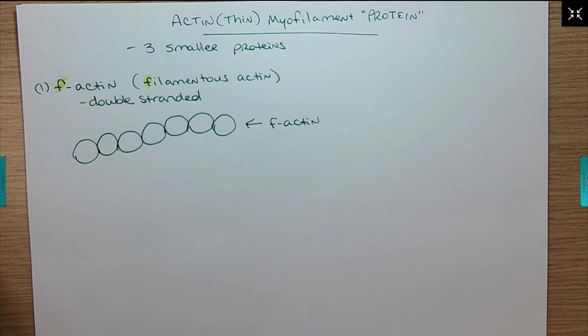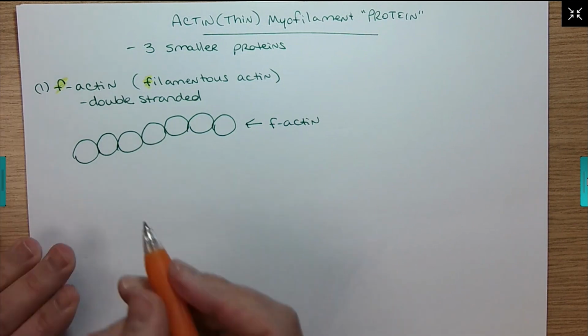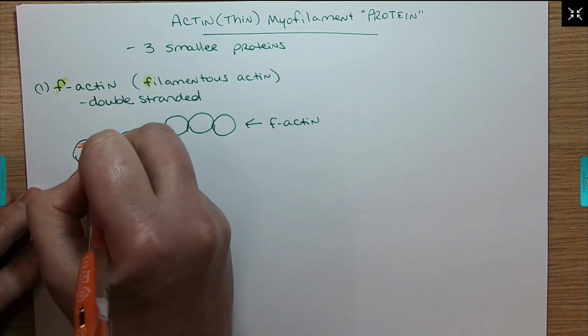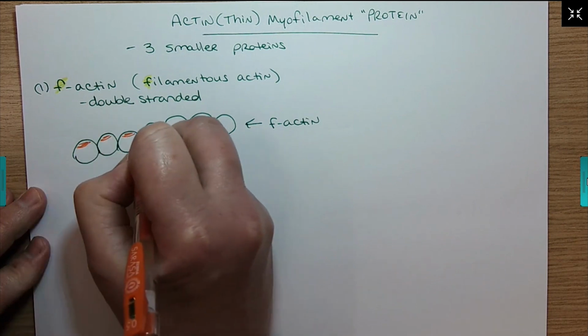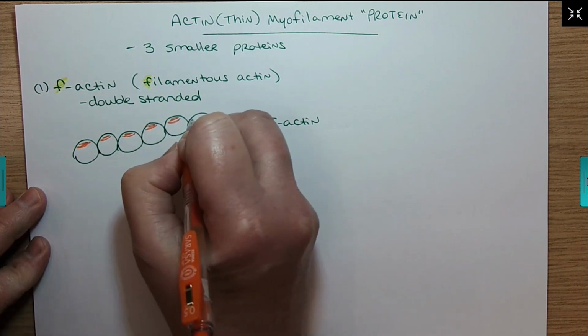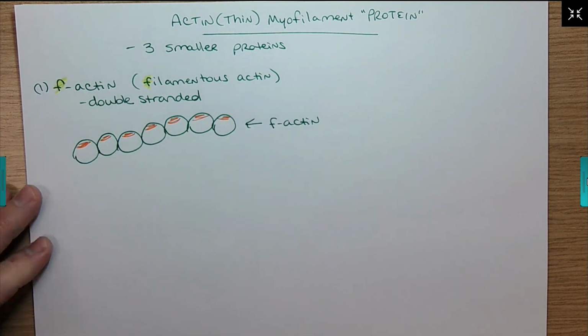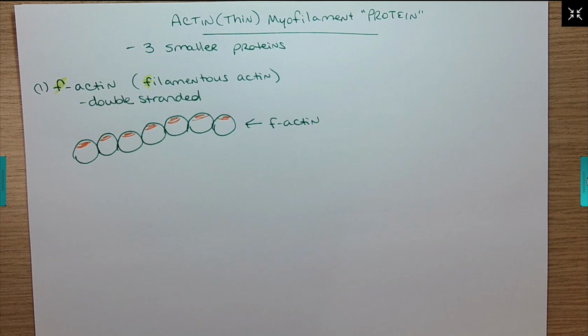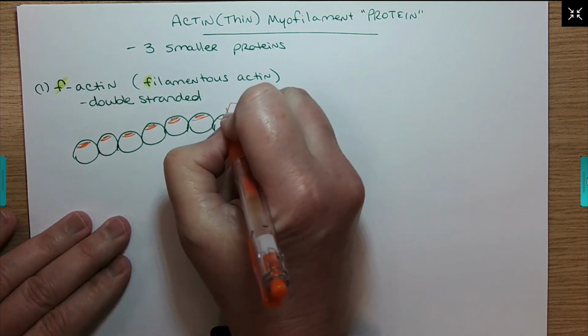So there's our F-actin molecule, and F-actin has what's called an active site. Now, this is a protein. F-actin is a smaller protein that makes up the larger actin protein. But proteins have active sites. I've never mentioned them before because we've never needed to talk about it.